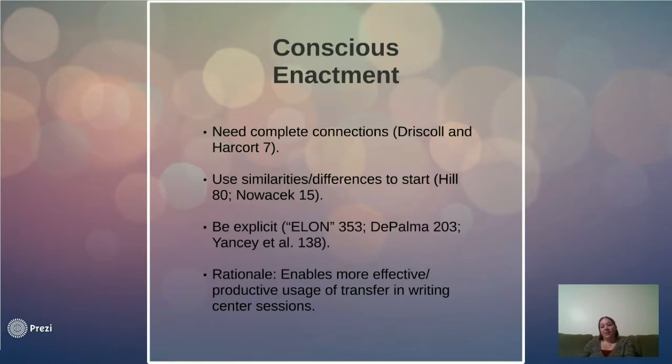My third area, we're in the center of the continuum now, that's conscious enactment. This is more or less helping students build connections consciously between different contexts and different writing situations. Similarities and differences are a good place to start. The research also suggests things like modeling transfer or showing how your contexts might be useful to the current writing assignment, and also noting the similarities and differences. Asking questions specifically about how this writing assignment is similar to the ones that a student has done in the past is also helpful, and this enables transfer to occur perhaps more effectively in writing center sessions.